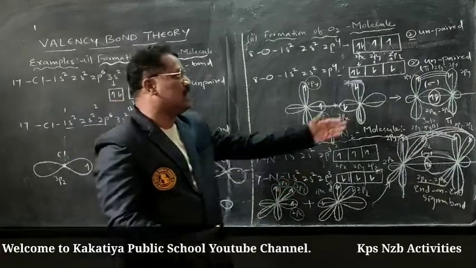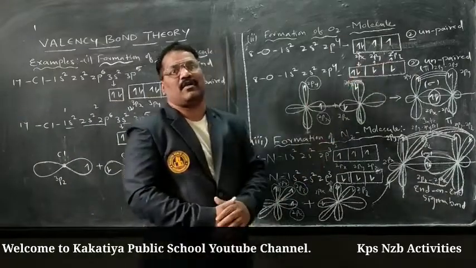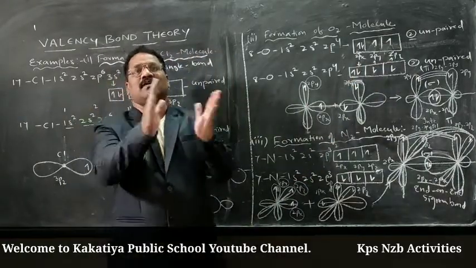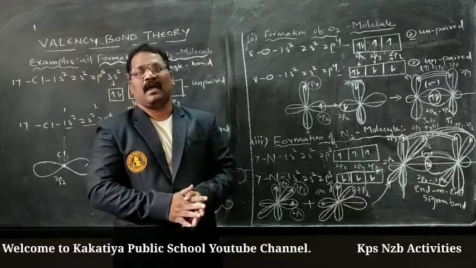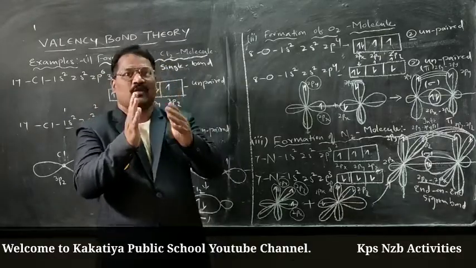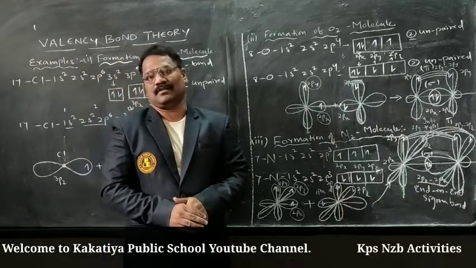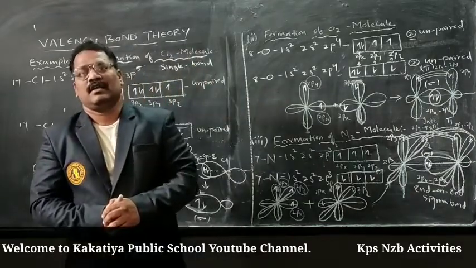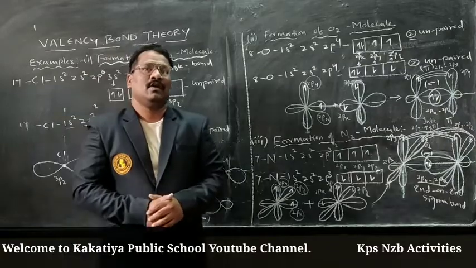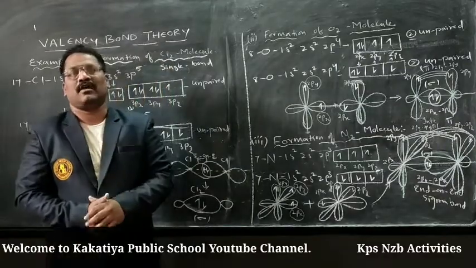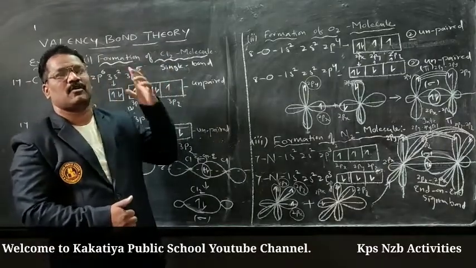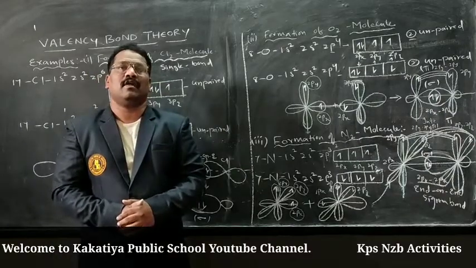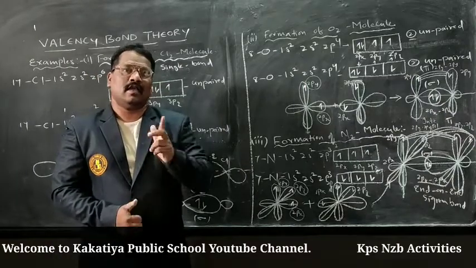And individually, what is a sigma bond? What is a pi bond? Differentiate sigma bond and pi bond. How will they be formed? They can ask that also. If you concentrate on all these points, you can easily secure marks without losing a single mark in the concept called valency bond theory. Thank you, children.